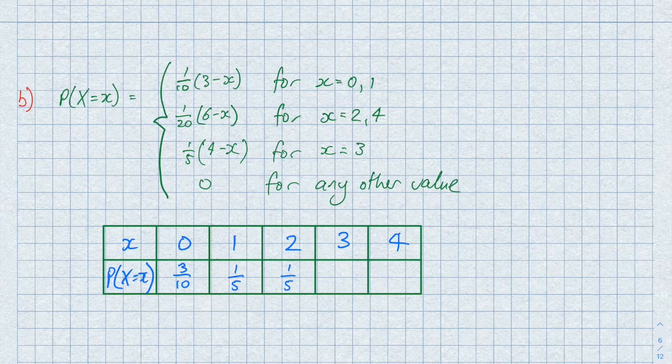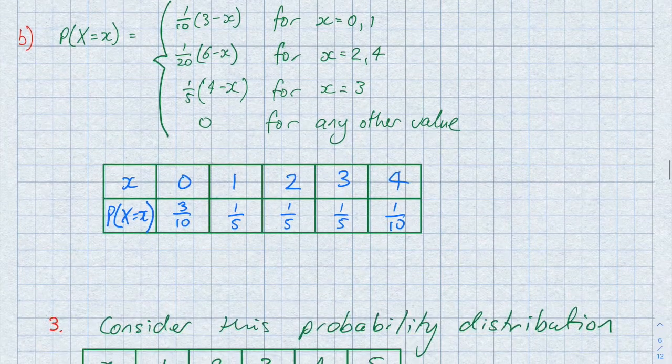When x is 3, I'm on the third line, so in the brackets, 4 minus 3 is 1, so 1/5 times 1. So you can see those three are equal. For 4, I'm back on the second line again. So 6 minus 4 is 2, so 2 on 20 or 1 on 10.